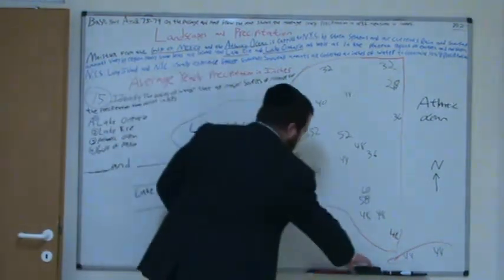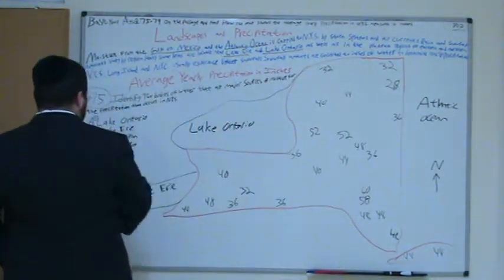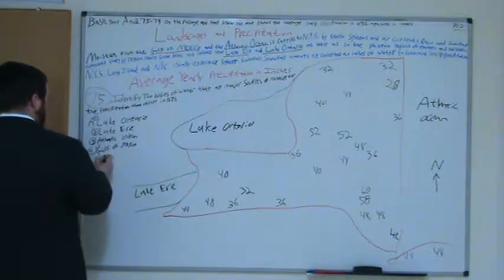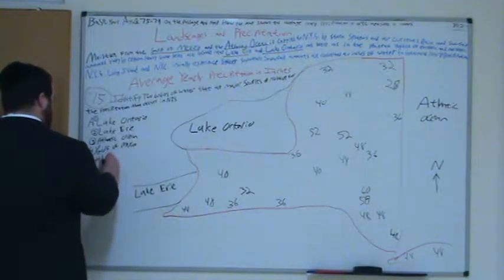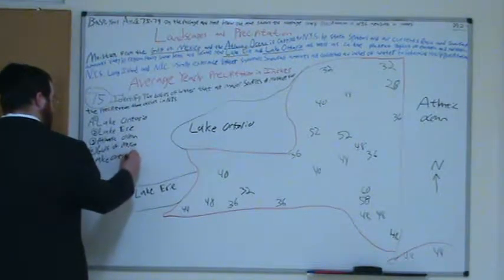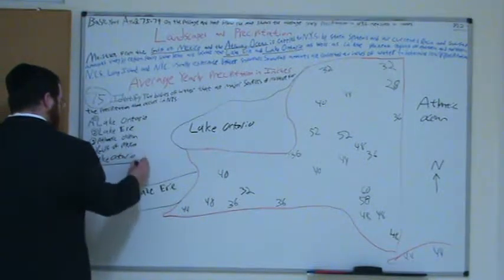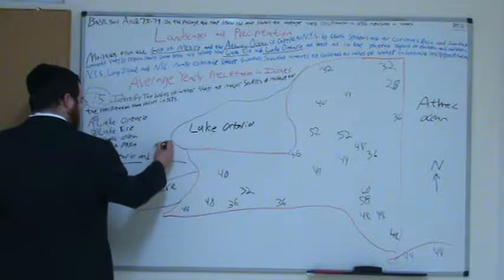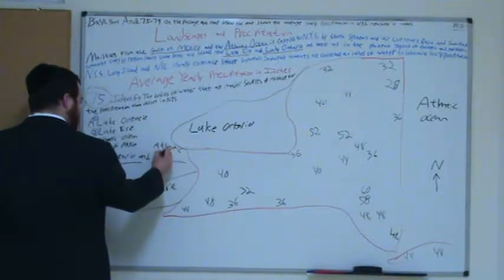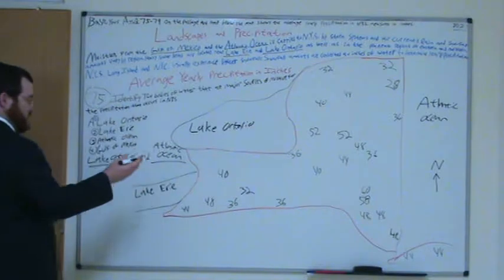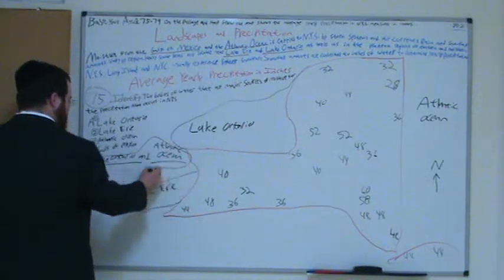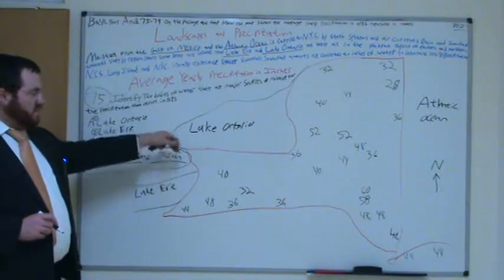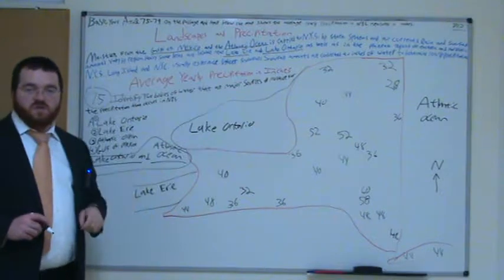So what you could do is, you could write in Lake Ontario is one, and Atlantic Ocean. So that would be a correct answer. However, you could have also said Lake Ontario and Lake Erie. You have to pick two out of these three.